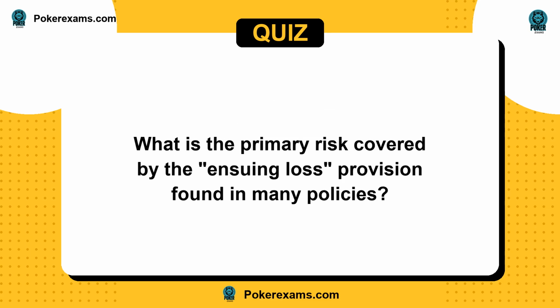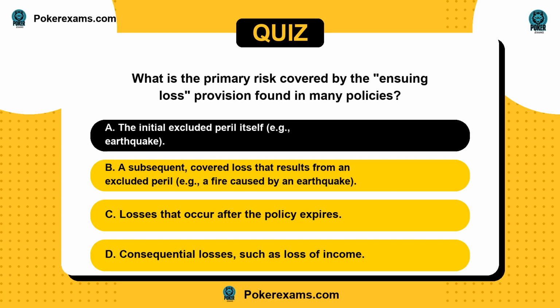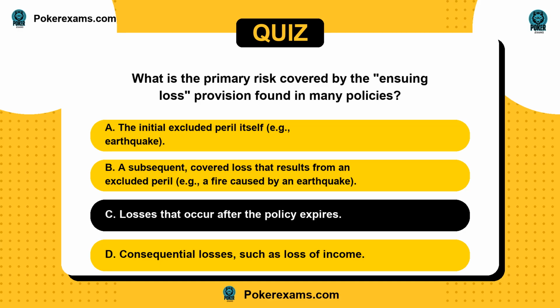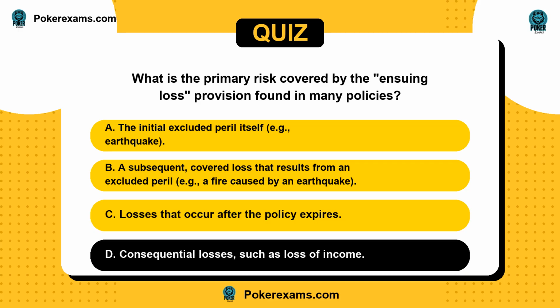Next question. What is the primary risk covered by the ensuing loss provision found in many policies? Is it A, the initial excluded peril itself, e.g., earthquake? Or B, a subsequent, covered loss that results from an excluded peril, e.g., a fire caused by an earthquake? C, losses that occur after the policy expires? Or D, consequential losses such as loss of income?